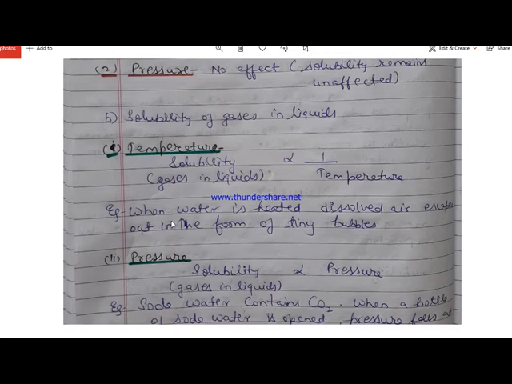For example, water contains dissolved gases like oxygen and hydrogen. When we heat the water, the temperature increases and the dissolved air in the water escapes out, because its solubility decreases. So with increase in temperature, the solubility of the gas in liquid decreases, and the dissolved air escapes out in the form of tiny bubbles.